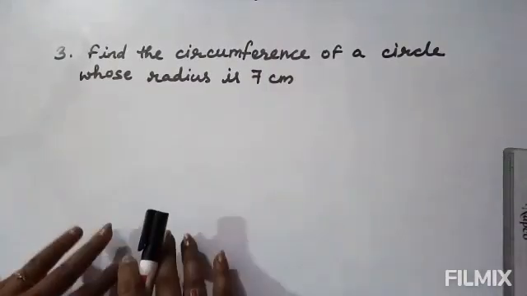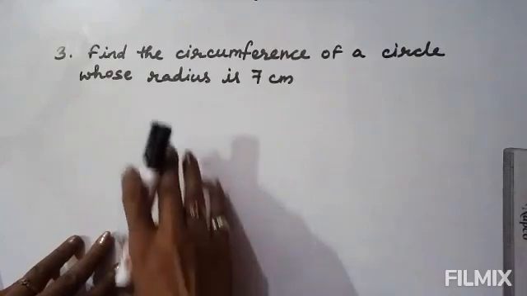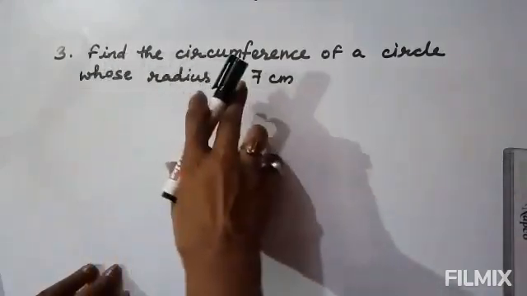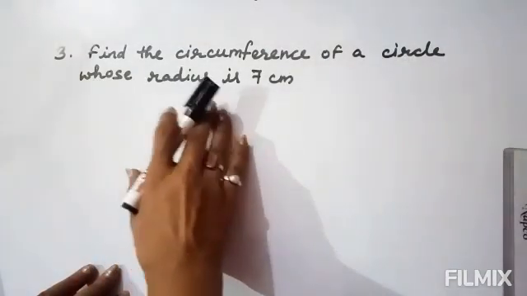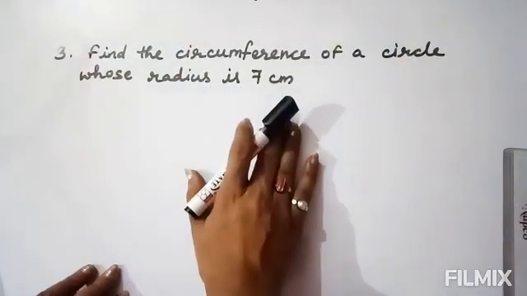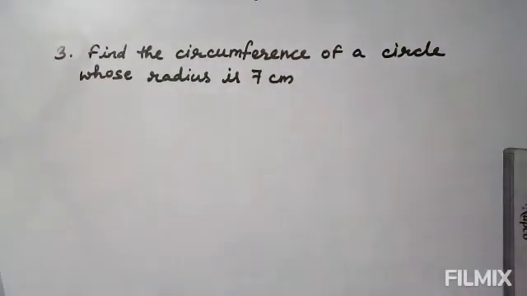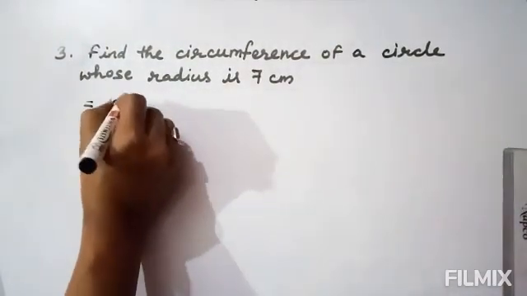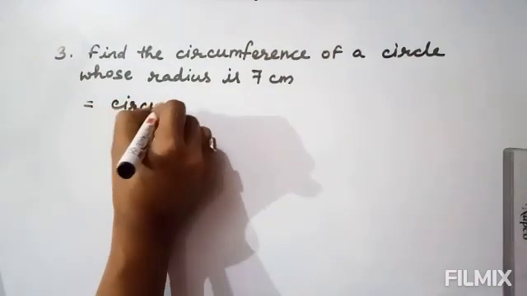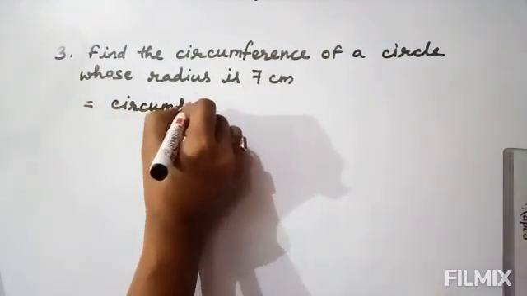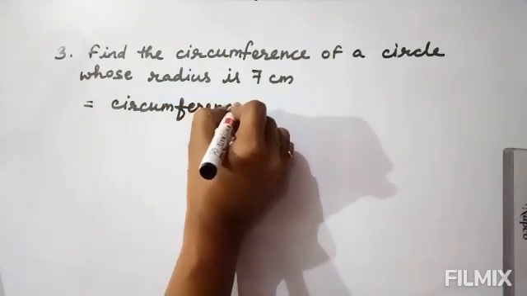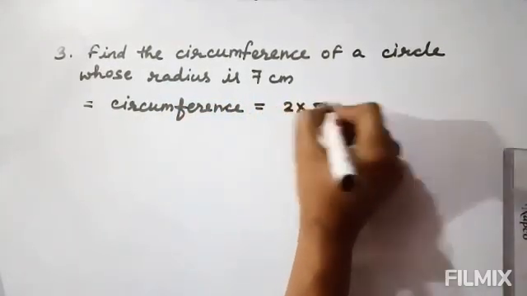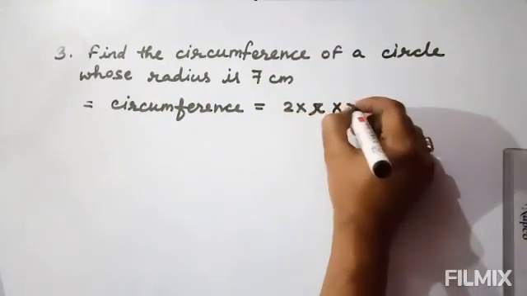Next, let's understand how we find the circumference of the circle. Here the question is, find the circumference of a circle whose radius is 7 cm. So for this question, we will write the formula: circumference is equal to 2 multiply pi multiply radius.